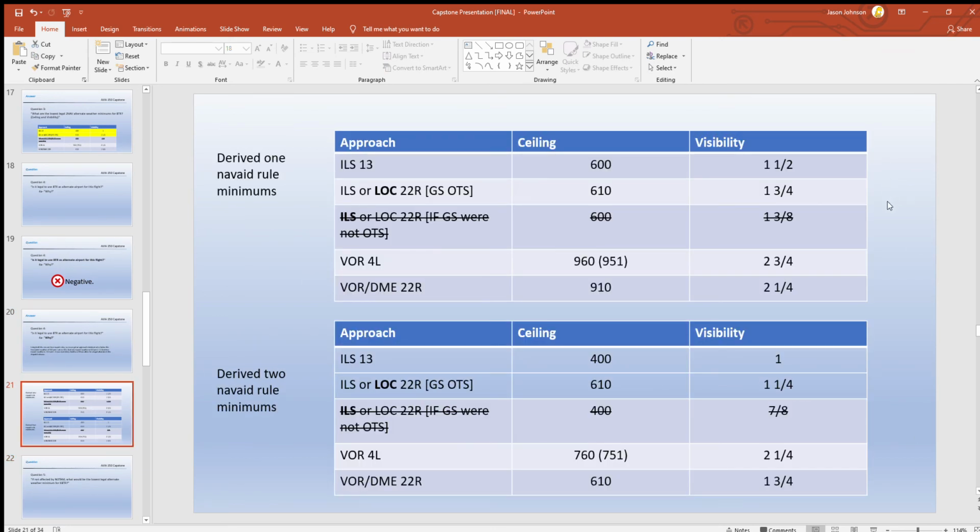So we can see that here in this chart as well. Here's our 1 nav aid mins. Here's our 2 nav aid rule mins. And of course we struck out the ILS 22 right on both of those.